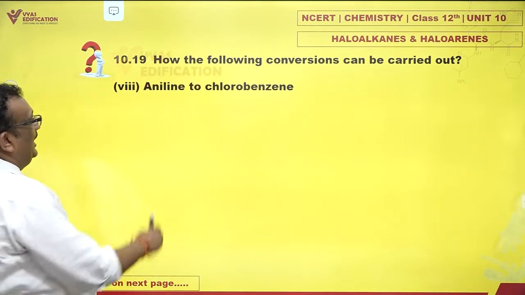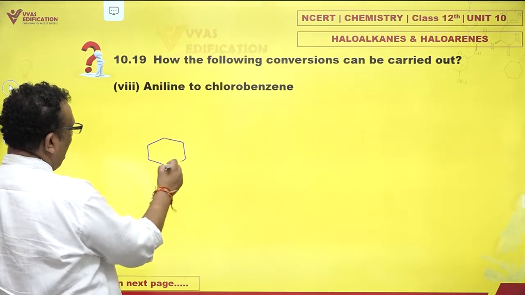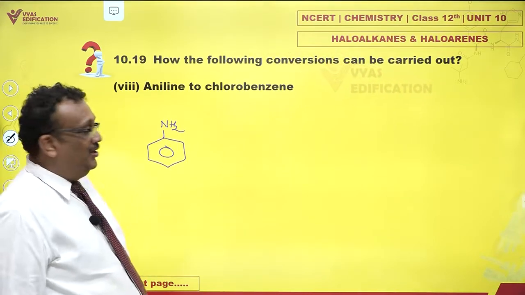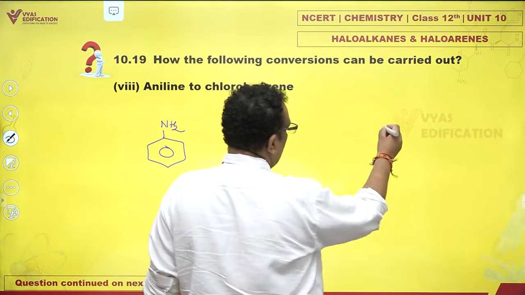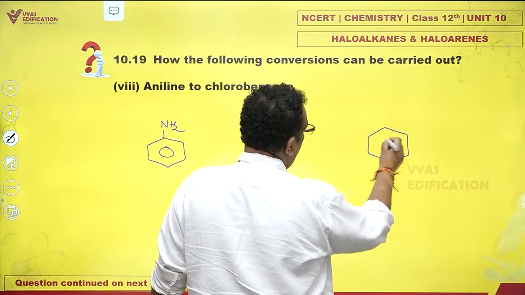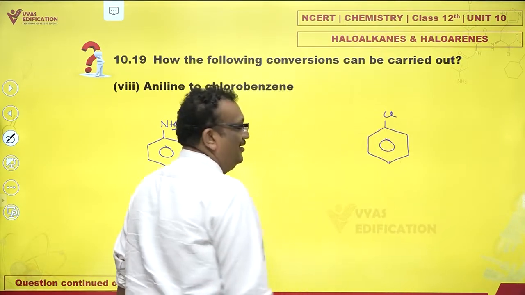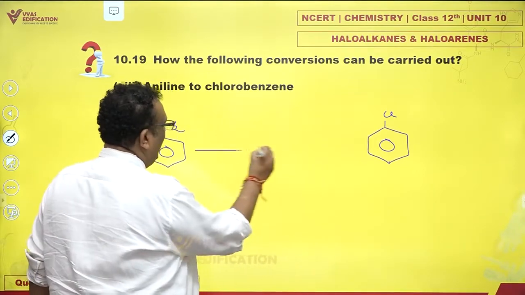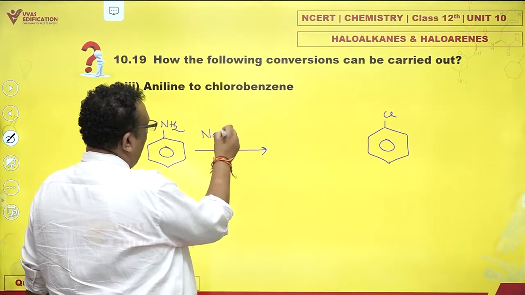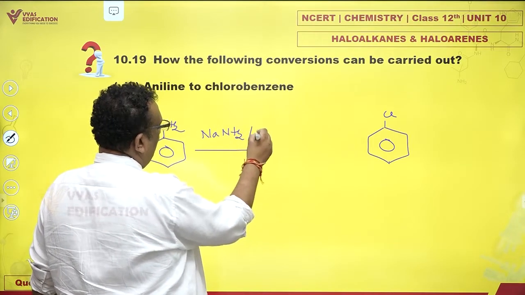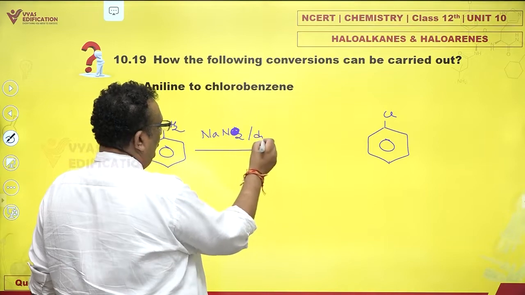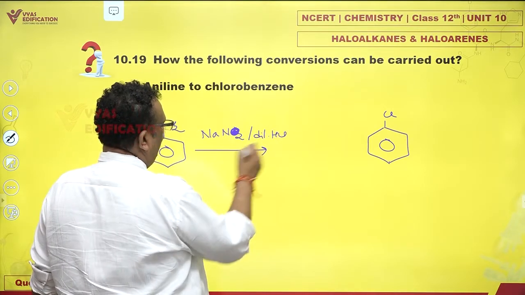The next one, aniline to chlorobenzene. Now the NH2 group you have intentions to remove and you want to change it to Cl. How do we do that? 2 steps. Once again, first is diazotization, NaNO2. I'm sorry. This is NaNO2, dilute HCl.